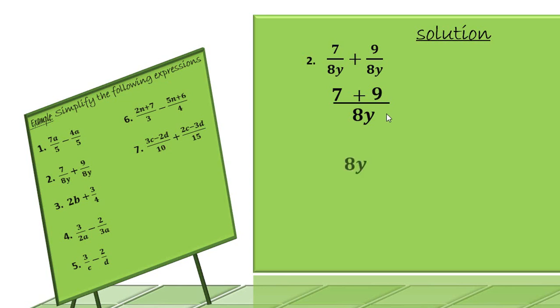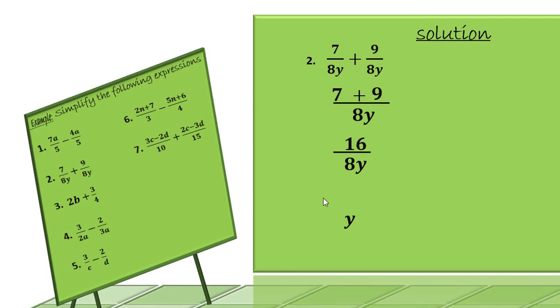So you write your 8y then over. Now this 7 plus 9, you want to simplify. 7 plus 9 gives 16. Should we stop here? We can't stop here. Why? Because this is 8y and 16, they have a common factor. Their highest common factor is 8. Their HCF is 8.